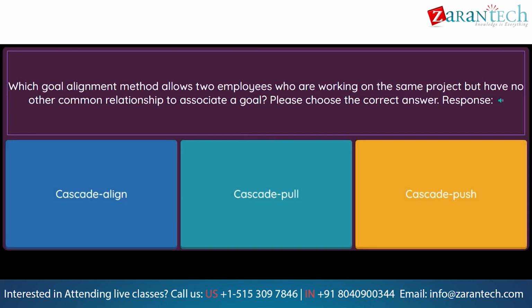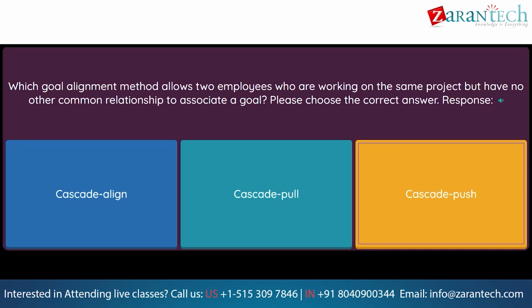Question: which goal alignment method allows two employees who are working on the same project but have no other common relationship to associate a goal? Please choose the correct answer. Response. Option 1, Cascade Align. Option 2, Cascade Pull. Option 3, Cascade Push.